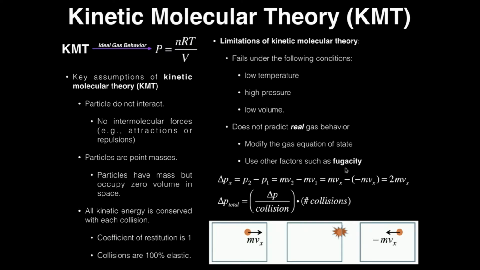And sometimes you may choose to use this instead. We'll talk about that in later videos. But that's enough on the assumptions and limitations of kinetic molecular theory. Let's actually use the theory to show the derivation of the ideal gas equation of state.